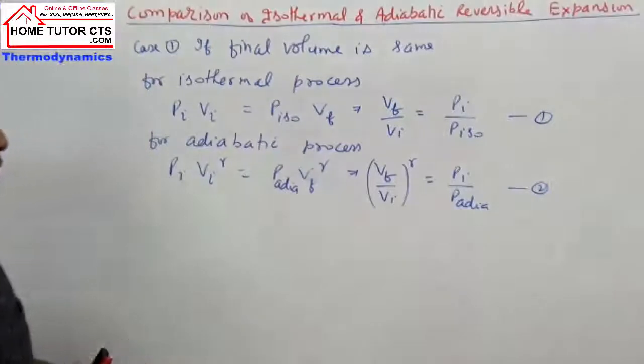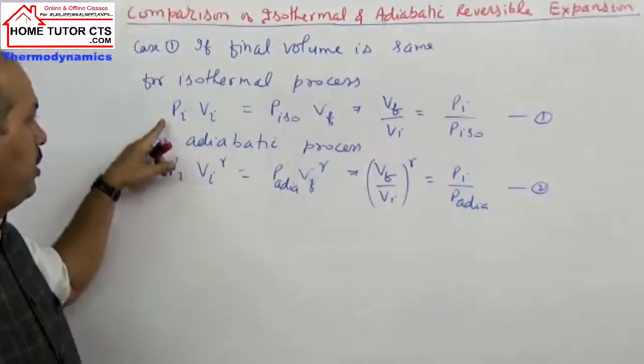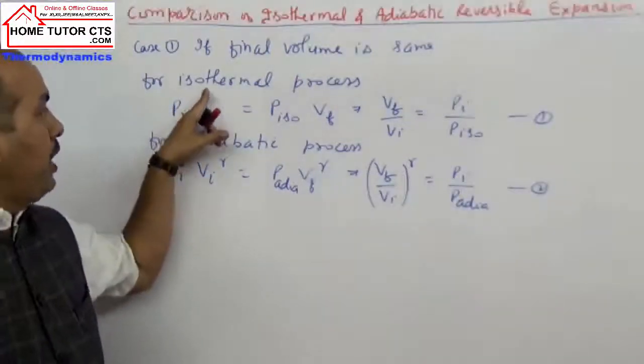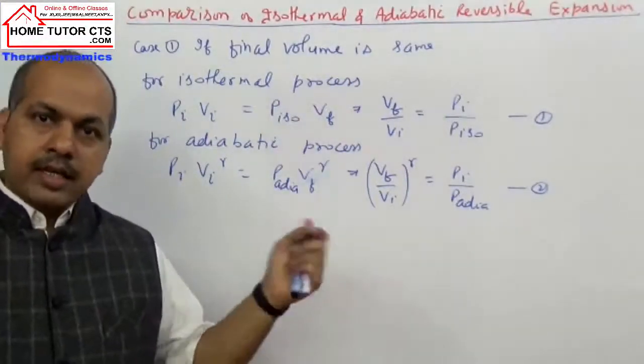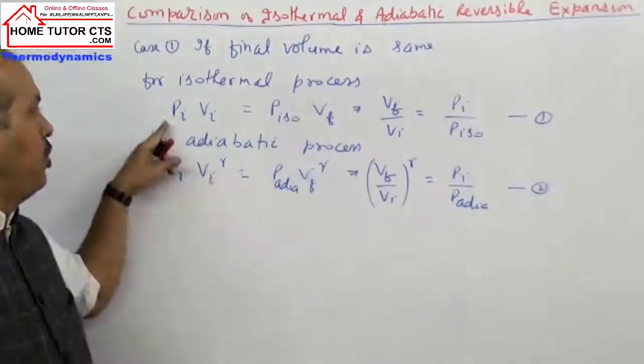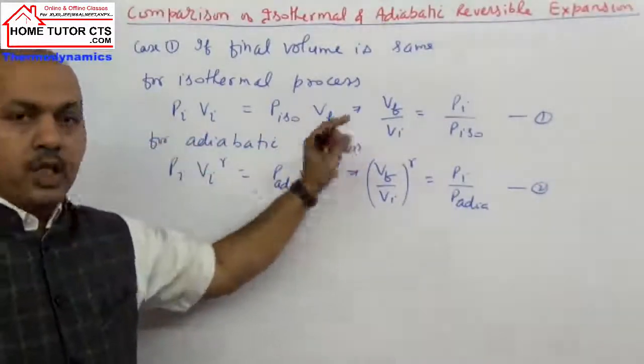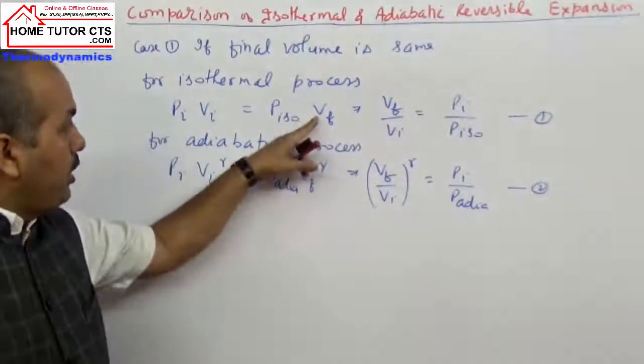Expression number 2. I hope you are getting this point. देखिए आपका पहले क्या होता है, for isothermal process यहाँ पर T constant होता है, and for the gas number of moles are definitely constant. So what happens? P1 V1 is P2 V2. We have taken two cases.